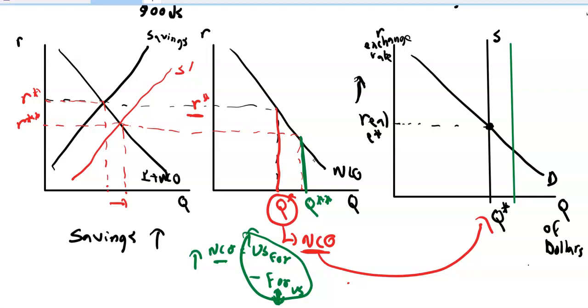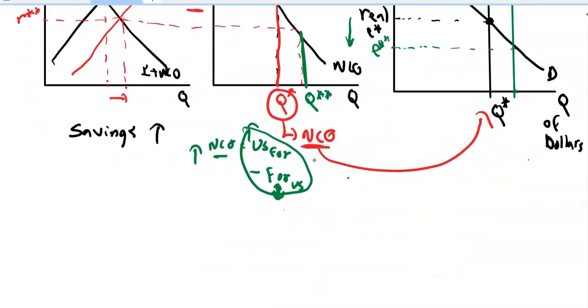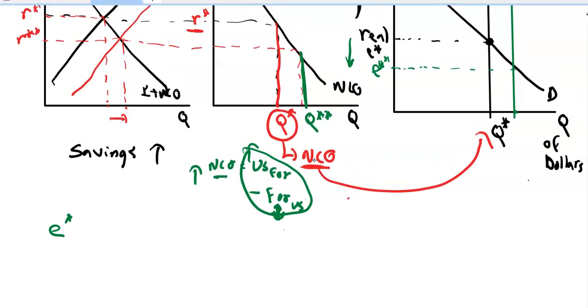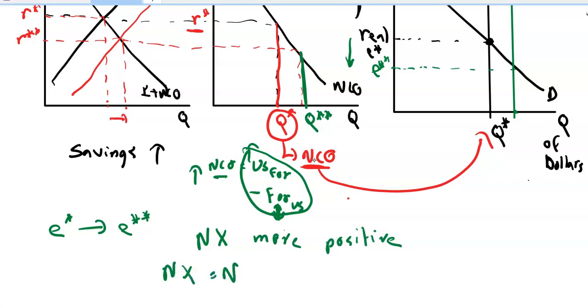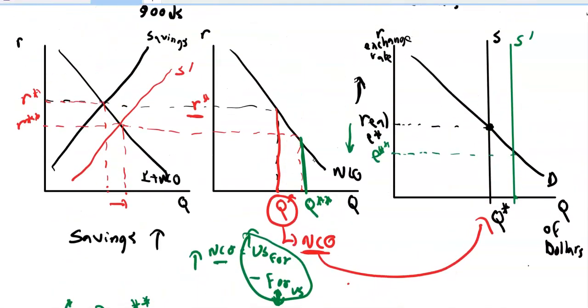As a result of that, there are more dollars available for trading in the exchange rate market. The supply of dollars increases. We see the real exchange rate decline from E star to E star star. As a result of that, we may see NX also get more positive. And why is that? Because we said before NX equals NCO. So this is one thing that could happen if we increase savings.